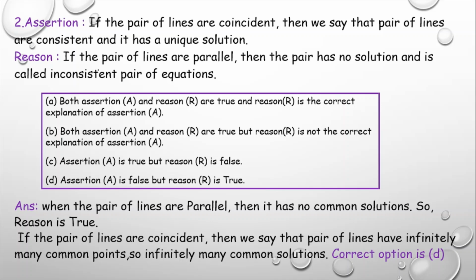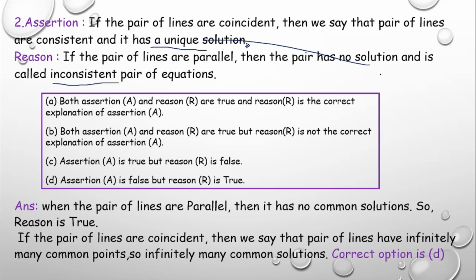Question 2. Assertion: If the pair of lines are coincident, then we say that the pair of lines are consistent and it has a unique solution. Reason: If the pair of lines are parallel, then the pair has no solution and it is called an inconsistent pair of equations. We know when you check the consistency, there is either one solution or many solutions. If a solution is there, it is a consistent pair. If there is no solution, it is an inconsistent pair, right?